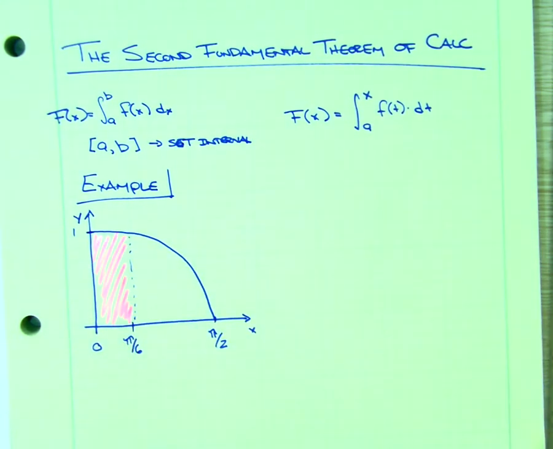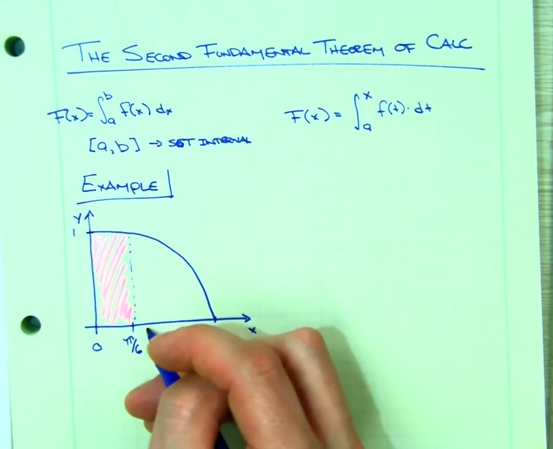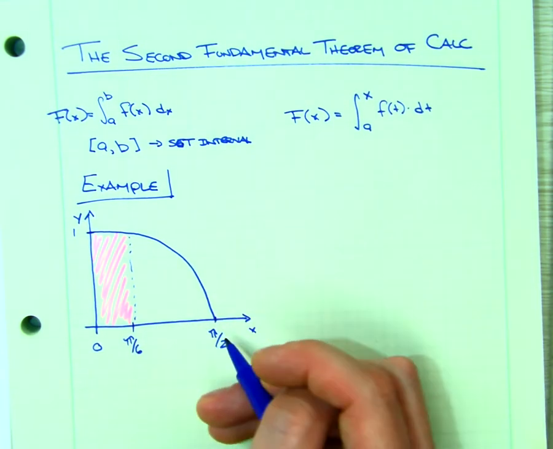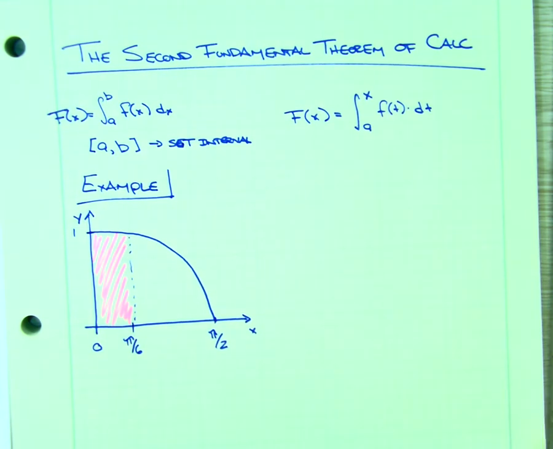Okay, how would I calculate that? Well, now you guys know how to do that. You can set up that interval. Now, what if instead of pi over 6, I wanted pi over 4, or pi over 3, or pi over 2, or I just could keep going and going and going?